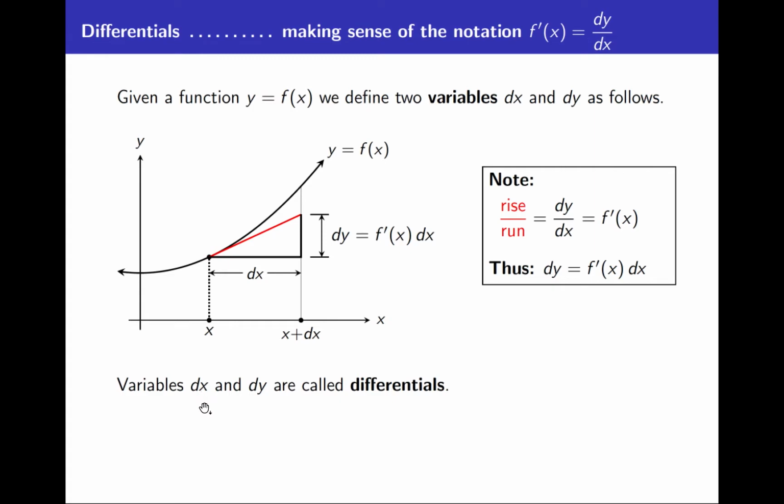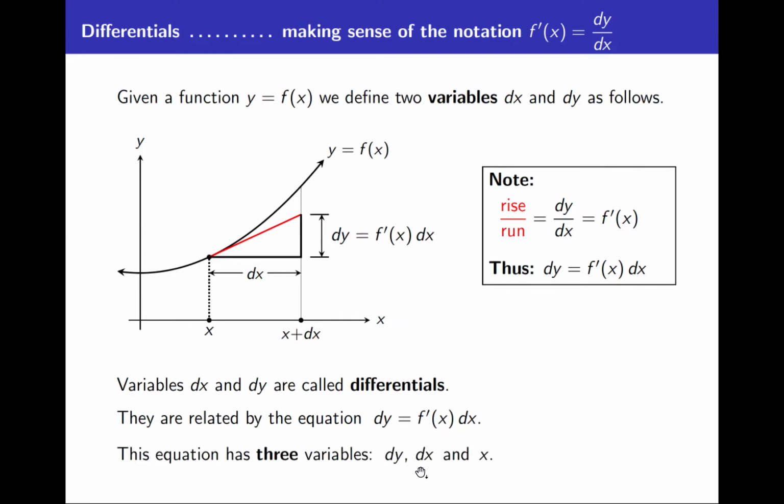So these variables, dx and dy, as defined in this picture, are called differentials. And they are related by this equation: dy is equal to f prime of x times whatever dx is. dy equals f prime of x times dx. Now it's important to realize in this equation that relates dy and dx, there are actually three variables. There's dy and there's dx, but there's also this x right here, which we've kind of regarded as being fixed in this picture, but it could be anywhere in the domain of f. So this equation, again, has three variables.